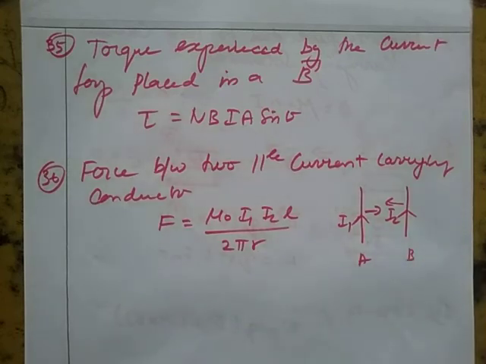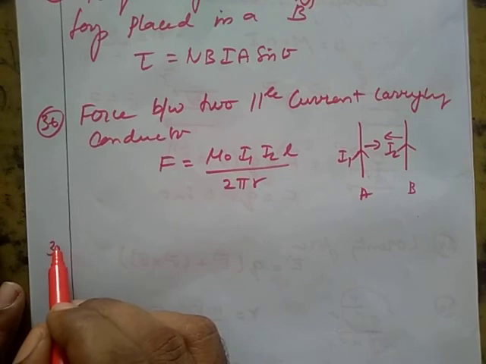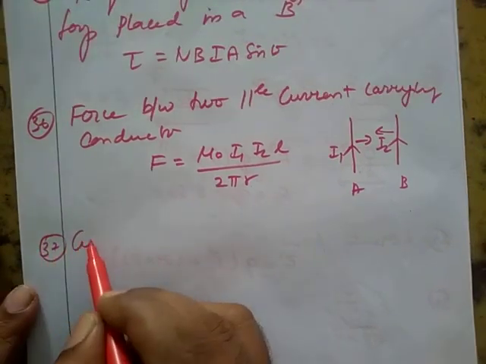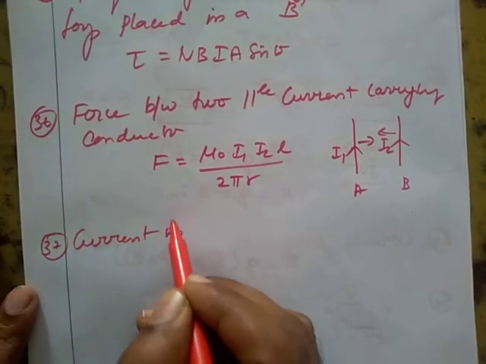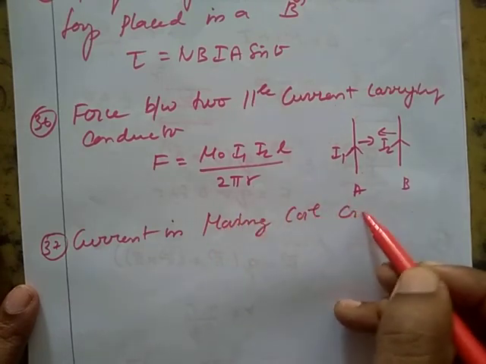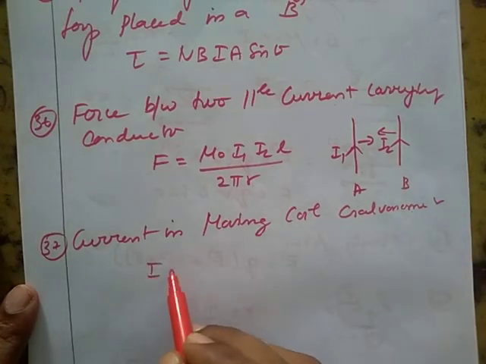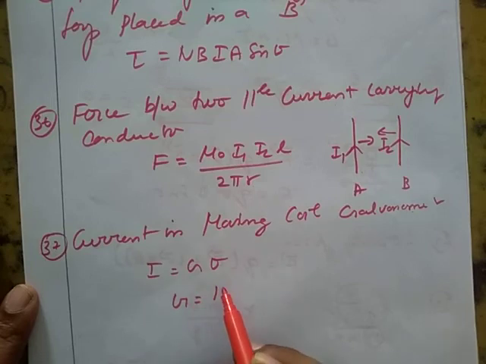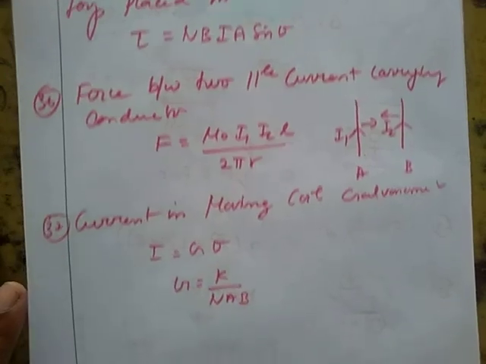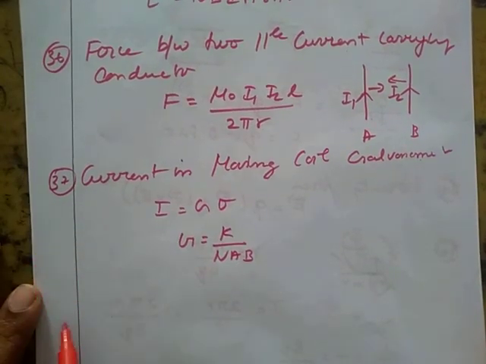Then let me see the current in a moving coil galvanometer. That is I is equal to G theta. We know G is equal to K by NAB. Then let me see the current sensitivity of a galvanometer.